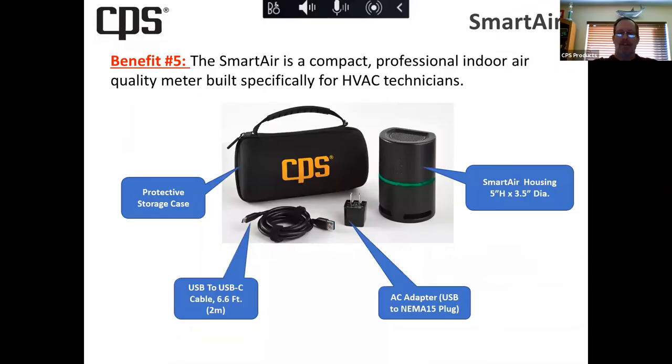When you get the unit, it will come with this speaker type case, and then it is the Alexa type looking unit you see on the right over here. It will also come with a USB to USB-C cable and an AC adapter. You can easily run this unit off of a power brick, which is good because you can then move it around the home and take measurements in different areas without having to repower it.